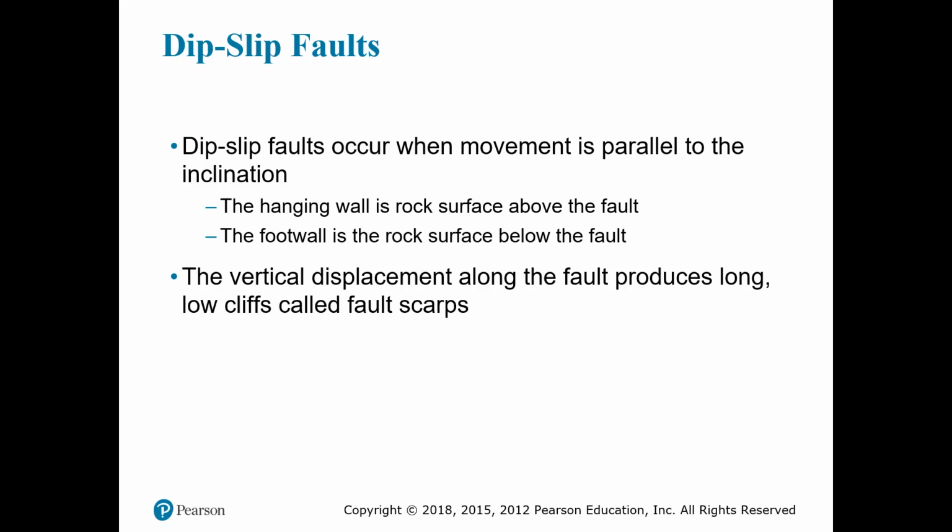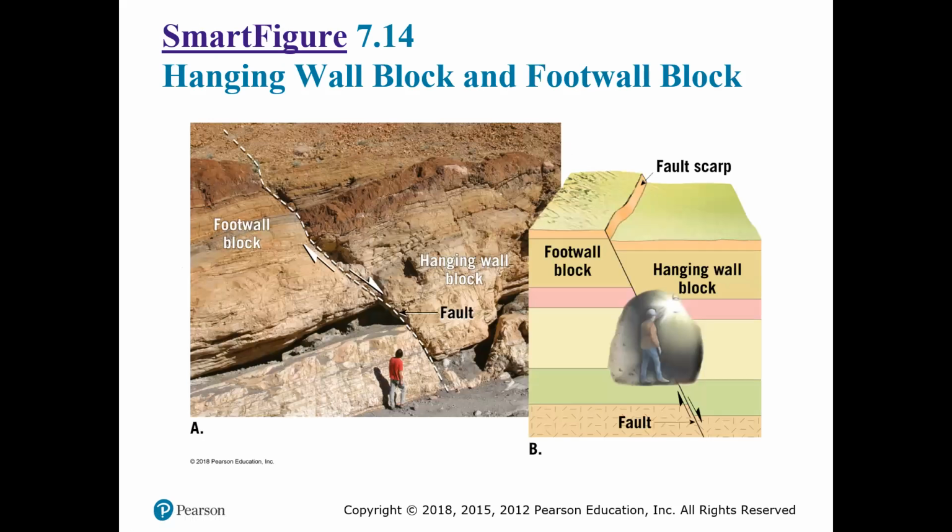When we see vertical displacement that's going to occur along these dip-slip faults, they produce what are called fault scarps, which are essentially these long, low cliffs. So when we look here, we can see a fault. And we know that this is a fault by looking at our layers of sedimentary rock here, especially if we look at this dark colored layer that's right on top. We can see that we've had slippage here, okay?